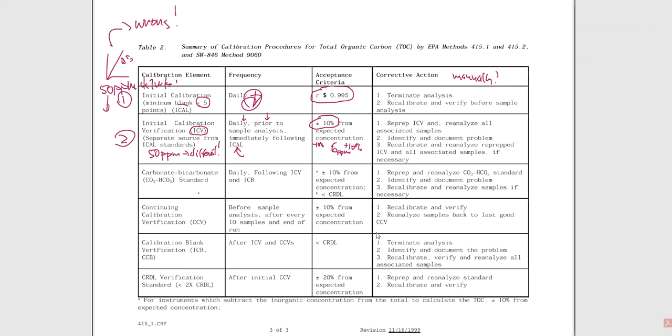So 10% of 6 is what? 0.6. So I can go 6.6, and I can go down to 5.4. That is my window of acceptance.